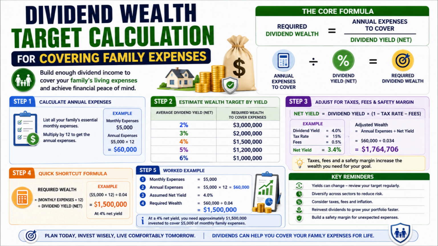Finally, keep some important reminders in mind. Dividend yields can change over time, so you should review your target regularly. Diversification across different sectors can help reduce risk. Taxes, fees, and inflation can affect your real income, so they should not be ignored. Reinvesting dividends can help your portfolio grow faster, and building a safety margin can help protect your family against unexpected expenses.